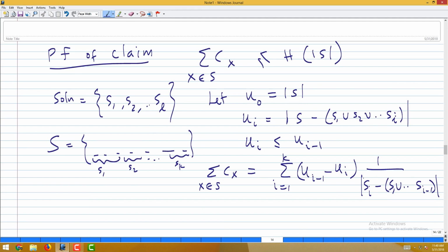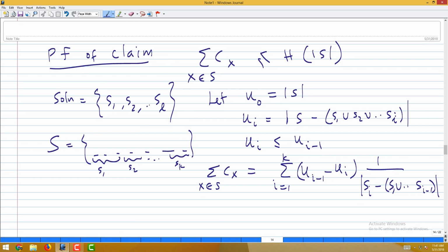So, those elements of S covered first by S_2 will get a cost of this much, and how many elements are there? That will be something like this. So, this sum is exactly summation c_x. Clear? This is just the way we assign the cost. So many elements will get this cost, next so many elements will get this cost, and so on.